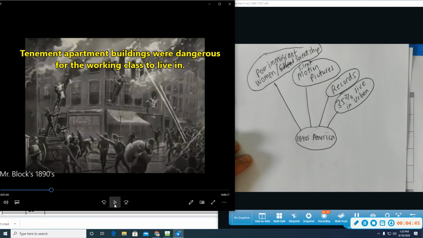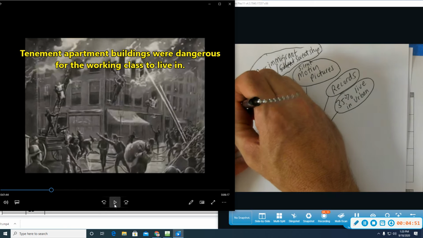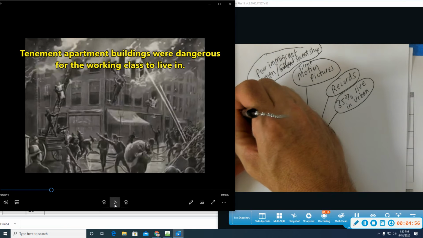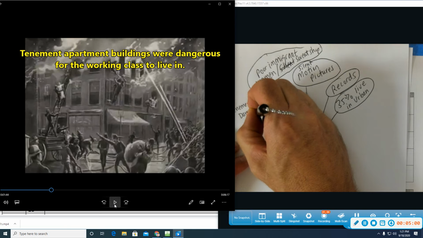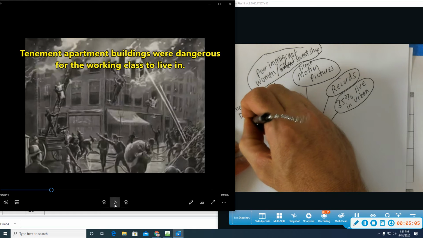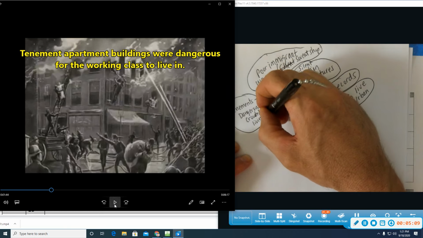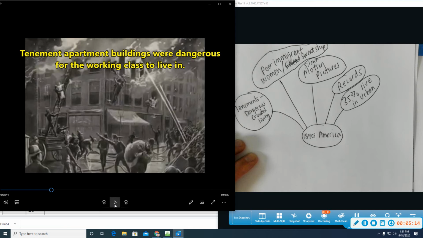People lived in what kind of apartments? What were they called? Tenement buildings. So tenement apartments, tenements is what they would say. Dangerous, crowded living. This is like a commercial about what we're about to learn in the 1890s. So this video is just to give you an idea about what we're going to learn during this unit of industrialization. Here we go.